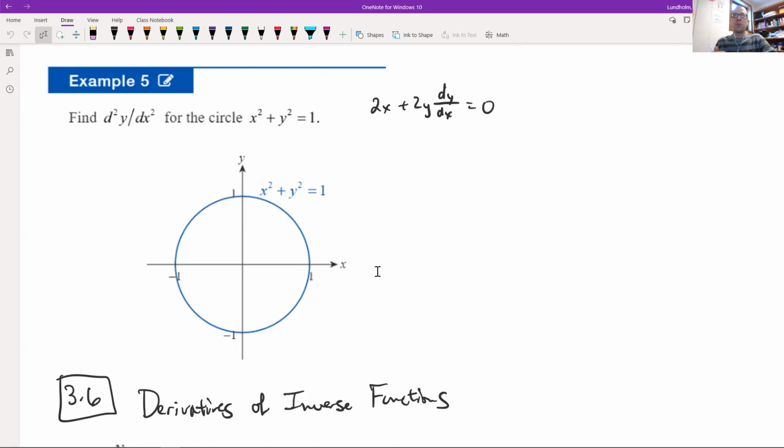Solving for dy/dx would mean subtracting 2x from both sides, and then dividing both sides by 2y, which just leaves us minus x over y for our first derivative. This is the first derivative. Finding the second derivative means that we're taking the derivative of the derivative.